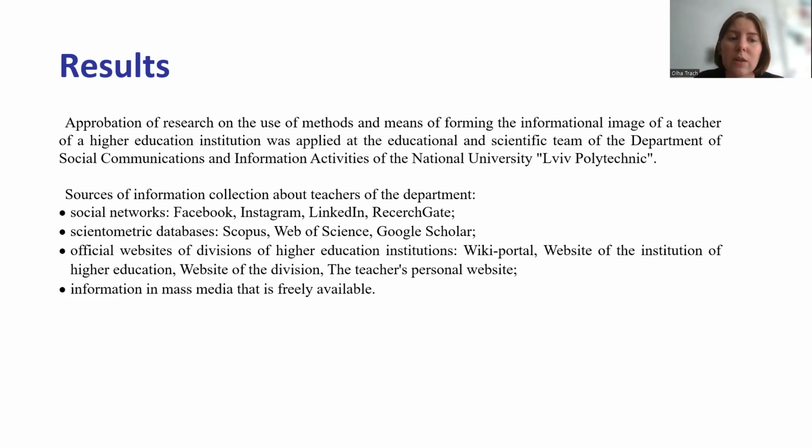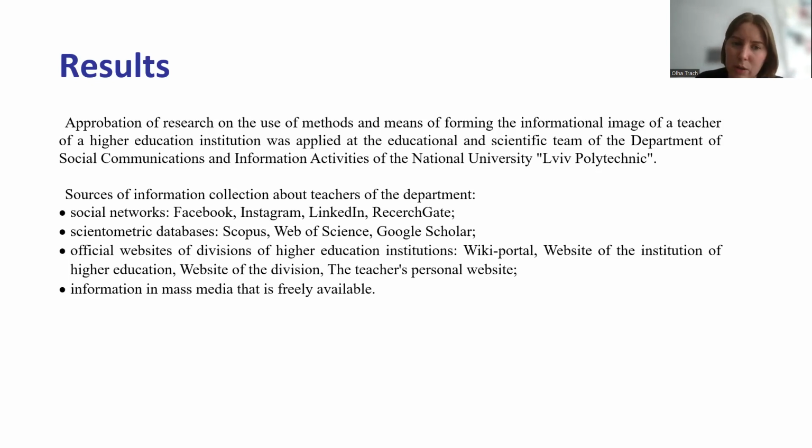It's social networks like Facebook, Instagram, LinkedIn, and ResearchGate. Facebook and Instagram, it's like private social networks, and we used to share information about us and to connect with our students. And LinkedIn and ResearchGate is more professional social network. A scientometric database like Scopus, Web of Science, and Google Scholar, because this database is needed when we work at Lviv Polytechnic National University, and this information is in our private cabinet of Lviv Polytechnic National University.